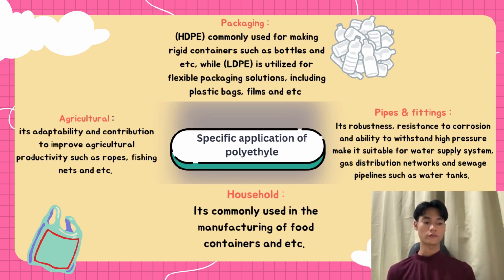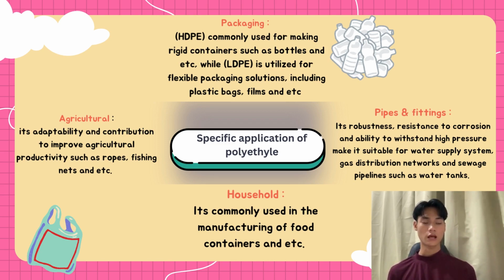Alright, moving on, the next one is pipes and fittings. Polyethylene is resistant to corrosion and able to withstand high pressure, so it is suitable for water supply, gas distribution, and also networks and sewage pipelines, such as water tanks. For household, polyethylene is used for manufacturing food containers and others.